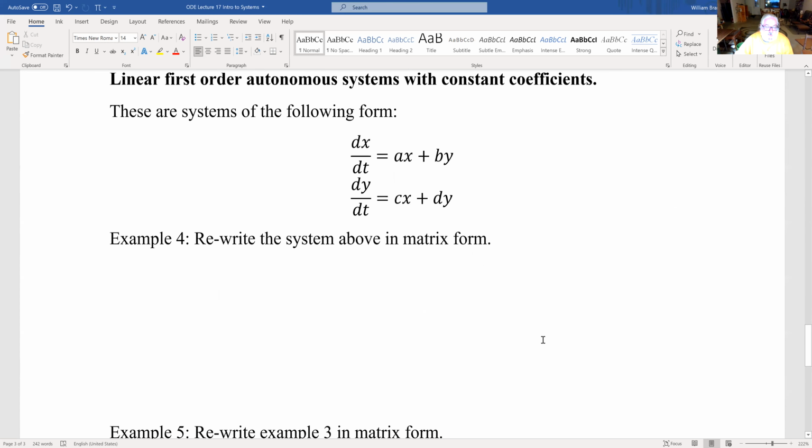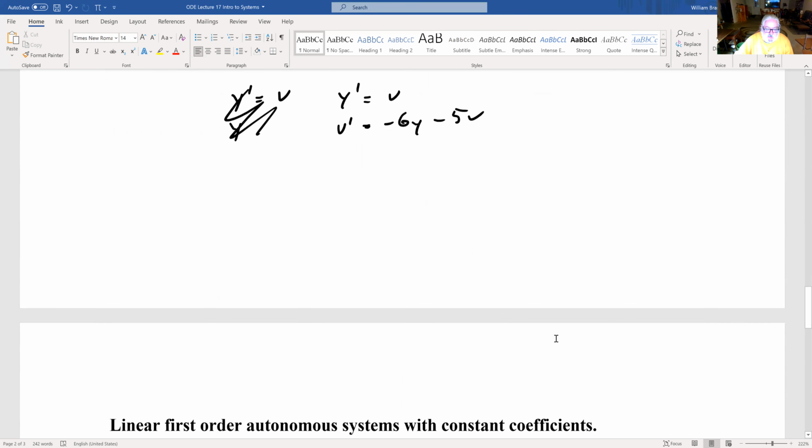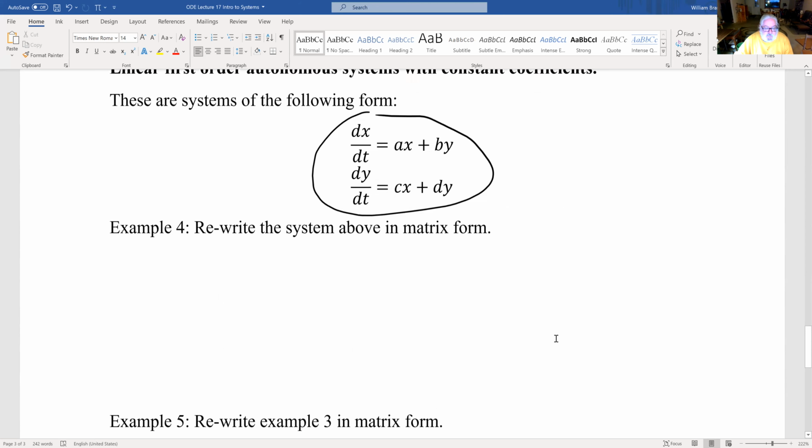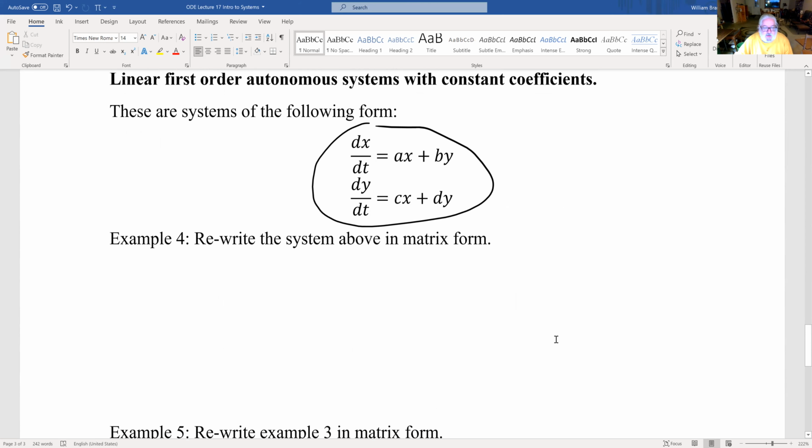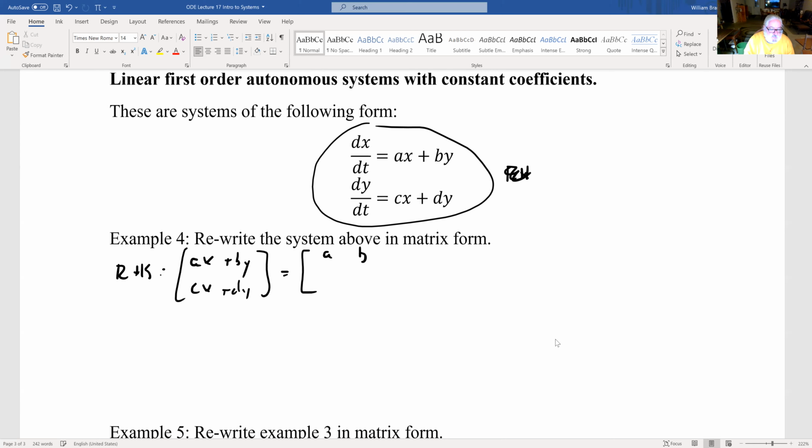Okay, so we're interested in these kinds of systems, right? And notice that this equation is of the correct type. So we want to rewrite this system in matrix form. How can we do that? Well, we know the right-hand side, I'll do it over here: ax plus by over cx plus dy. If we think about that as a vector, we've seen that enough to be able to recognize it as that.